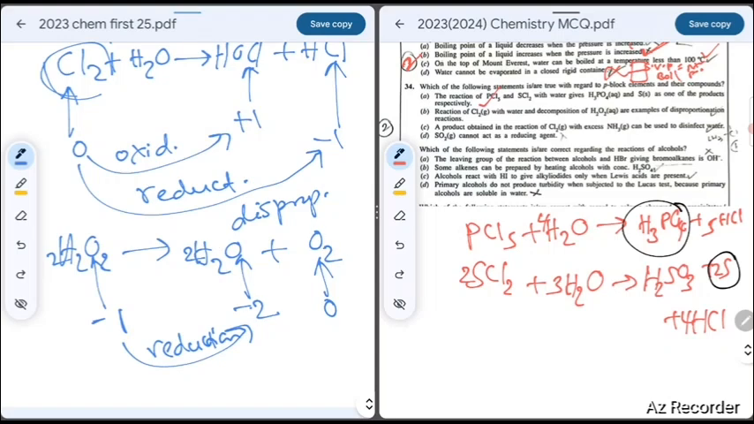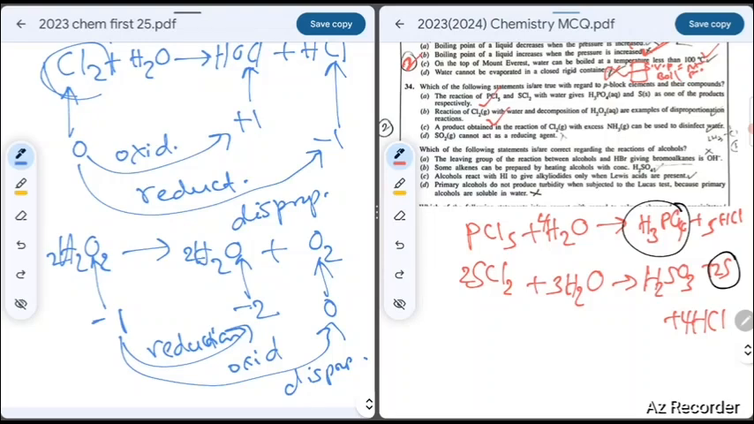Oxygen here, O2 gas, has 0 oxidation number. And in peroxide, the oxidation number is minus 1. Then minus 1 to 0, it is oxidized. Therefore, it is also a disproportionation reaction. Therefore, the reaction of Cl2 with water and the decomposition of H2O2 are examples of disproportionation reactions, that is correct.